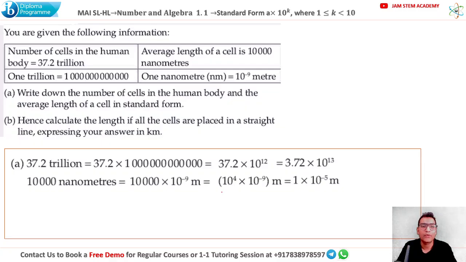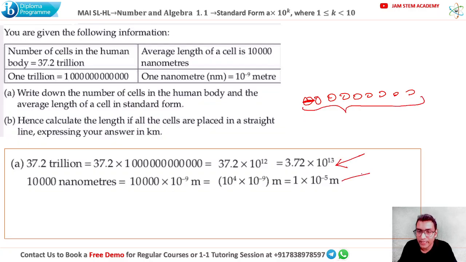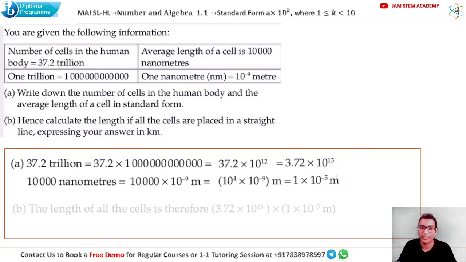Now we got the standard form of total number of cells and this average length of the cell. In the B part, it says calculate the length if all the cells are placed in a straight line. Okay, so if all the cells are placed in a line, what will be the final length? So we already have the length of one cell and we also have how many cells are there. So these many cells having length this much each. So if I multiply these two, yes, I can get the total length if they are placed in a straight line.